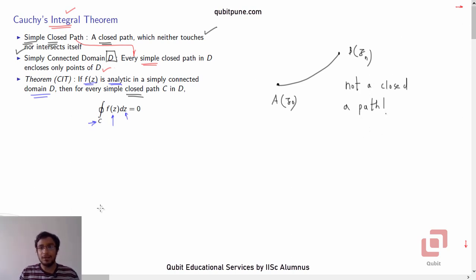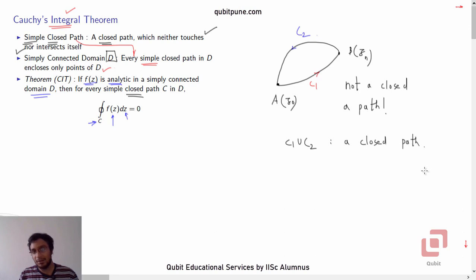Okay, fine. I mean, you may apply it like this. Let's say you use the path C1 from A to B, and then for some reason you come back to A by following a different path C2. Then the union of C1 and C2 is a closed path, and you can apply Cauchy's integral theorem there. C1 union C2 is closed, but only C1 is not a closed path, and only C2 is also not a closed path. Okay, fine.